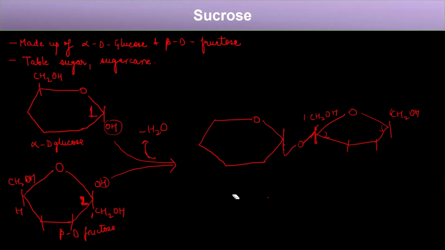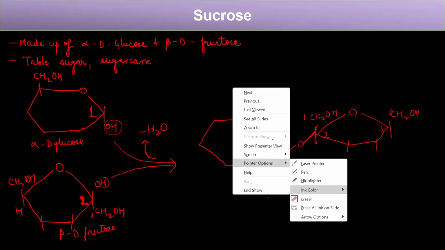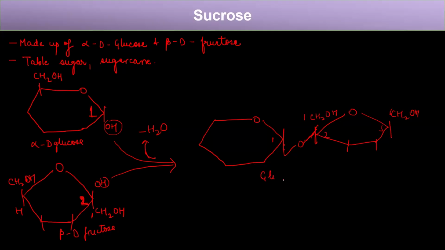So the name will be: the first moiety that we have is glucose, right? So in the first carbon we have glucose. Now its first carbon is involved in bond formation, so it will be 1 alpha because it's alpha glucose, right? And in the second carbon, we have beta fructose, and its second carbon is involved in the bond formation, so it will become 2 beta. And since it is fructose, we can write FRU, and this is glucose 1 alpha 2 beta fructose glycosidic linkage.